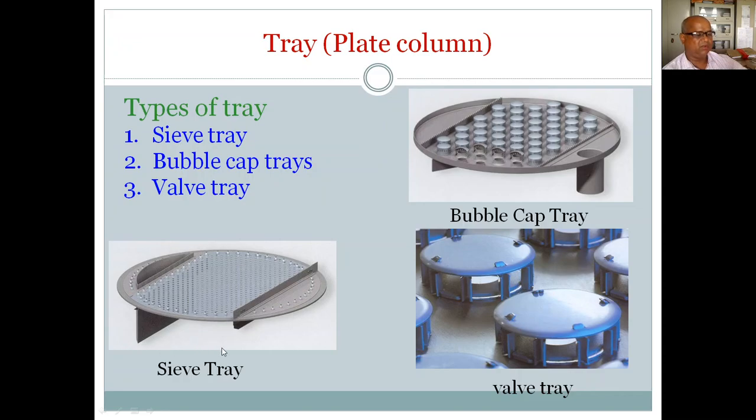The next tray will be just the opposite way. So again this side will be here in the next tray, and then liquid will flow this way. Then this side will be here. It will be like this. So this is the simplest configuration of the sieve. Sieve means nothing but there are small holes, and the liquid hold-up will be up to the height of this weir, and this is called the downcomer.